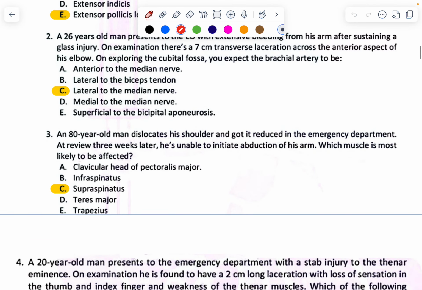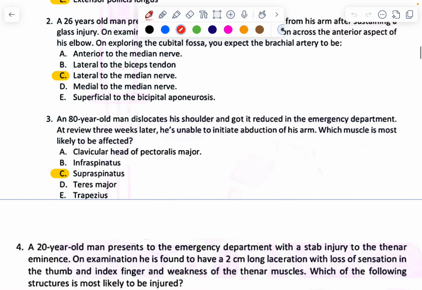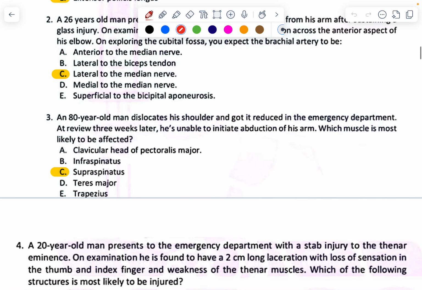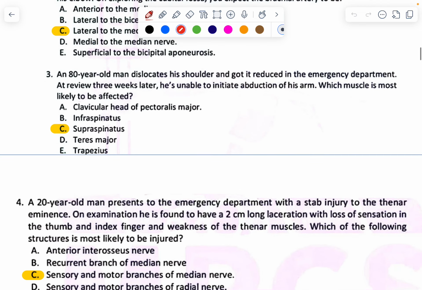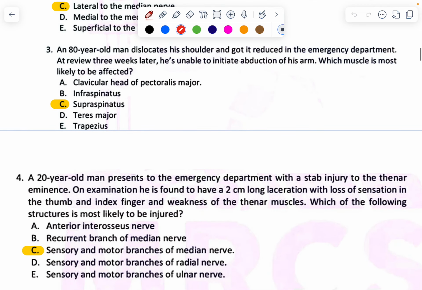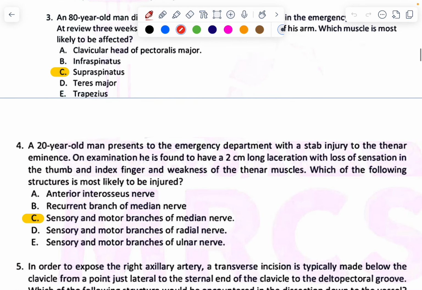Then a 20-year-old man presents to the emergency department with a stab injury to the thenar. This is thenar, not hypothenar; hypothenar is the little finger side, thenar is the thumb side. On examination, a 2 cm laceration, loss of sensation over the thumb and index finger, and weakness of the thenar muscles. Which of the following structures is most likely to be injured? So the nerve injury to the thenar with loss of sensation has to be the median nerve. Below this, let us see the sensory and motor branches; both have been lost. If sensation is preserved, then it is the recurrent branch of the median nerve.